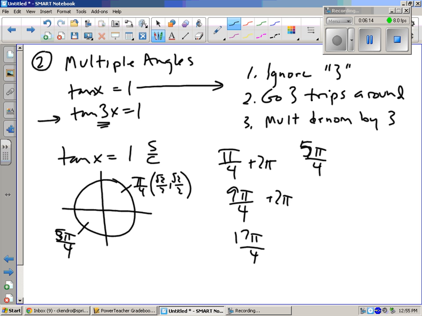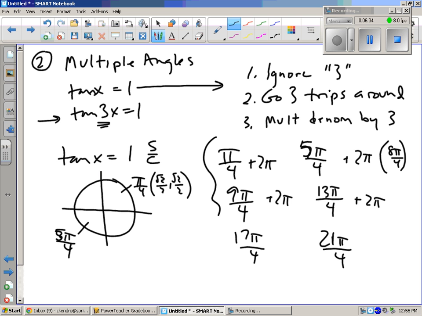Okay, so let's look at 5 pi over 4. If I want to add 2 pi to that, remember 2 pi is 8/4, so 5 and 8 is 13. And add 2 pi again, and 8 plus 13 is 21. Okay, so those are my 6 answers. There are 3 answers here and 3 here. So I've done this, I've ignored the 3, and I found my answers 3 times around, and I did that by adding 2 pi. Now multiply the denominator by 3.